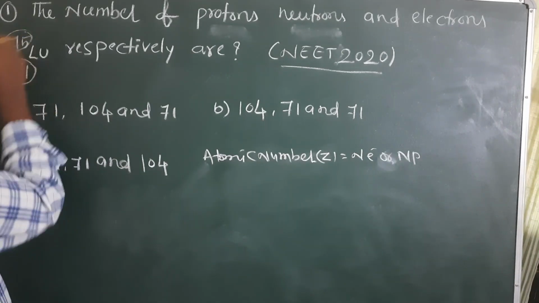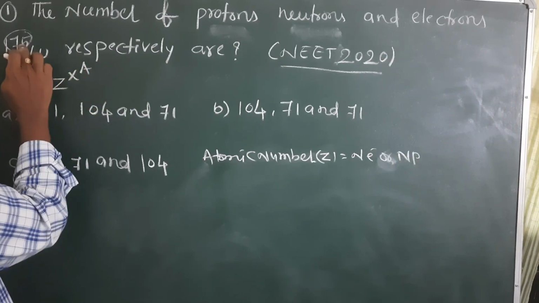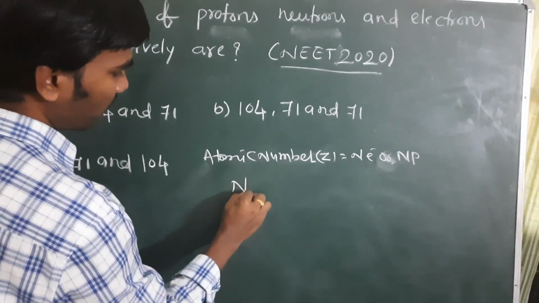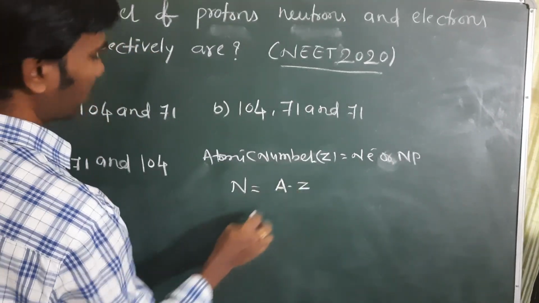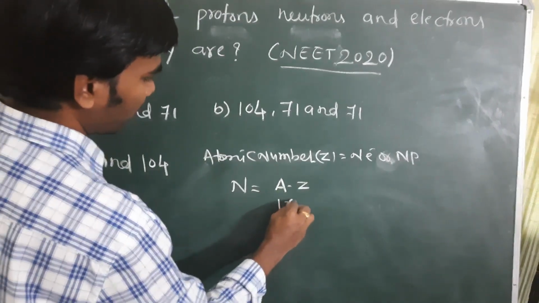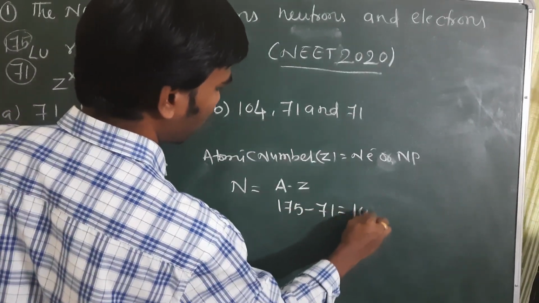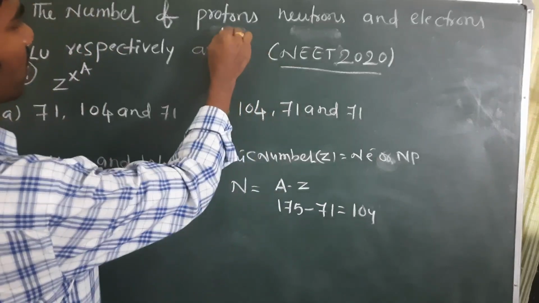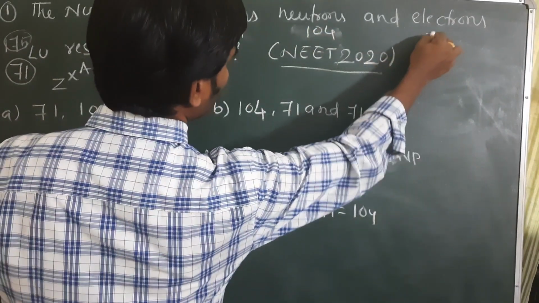This is the mass number. Compare with ZXA. Z indicates atomic number, A stands for mass number. So if you want the number of neutrons, we have to take A minus Z, mass number minus atomic number. Mass number is how much there? 175 is there. So 175 minus 71 is equal to 104. Means number of protons are 71, number of neutrons are 104, number of electrons are 71.